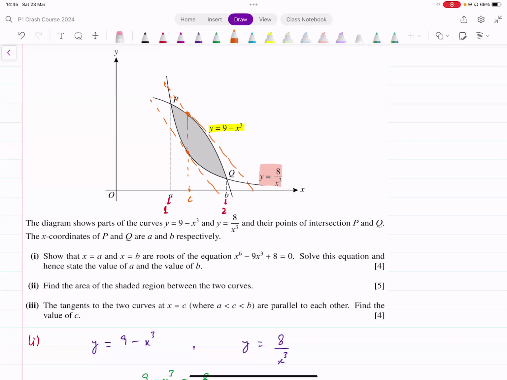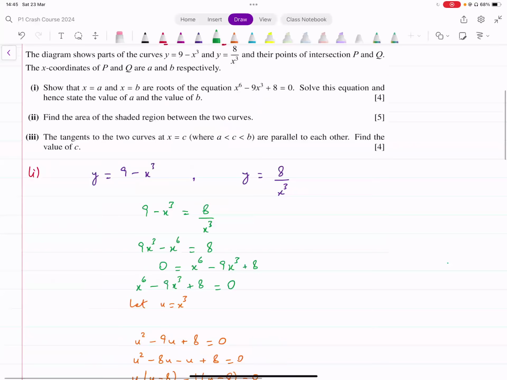All right. We need to find the value of c. Now, how do you think about this? If the tangents to the two curves are parallel, what that means is, at this point, both the curves should have the same gradient, right? If the tangents are parallel, that means the gradients of the tangents are the same. If the gradients of the tangents are the same, the gradients of the curves are also the same, because a tangent has the same gradient as the gradient of the curve at that point. So that's what you can say.